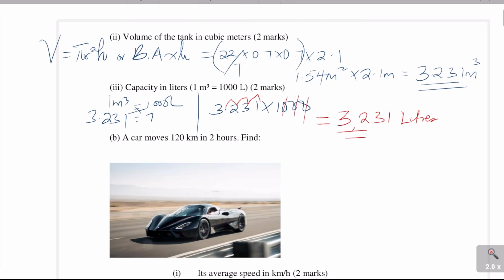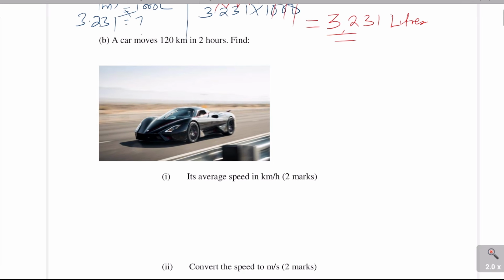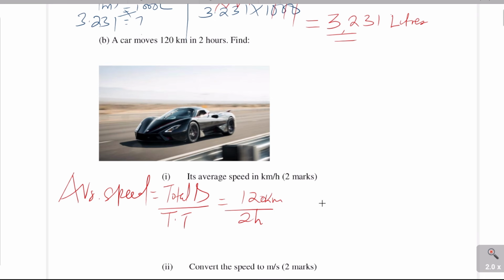We go to the next question. A car moves 120 kilometers in 2 hours. So you have the car there. Find the average speed in kilometers per hour. So how do you get the average speed? Average speed is obtained by taking the total distance divided by the total time taken. The distance is 120 kilometers. Total time taken is 2 hours. So you simply divide 120 by 2. This will give 60 kilometers per hour, the speed.